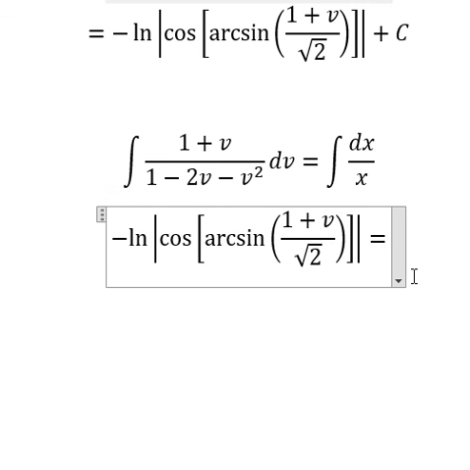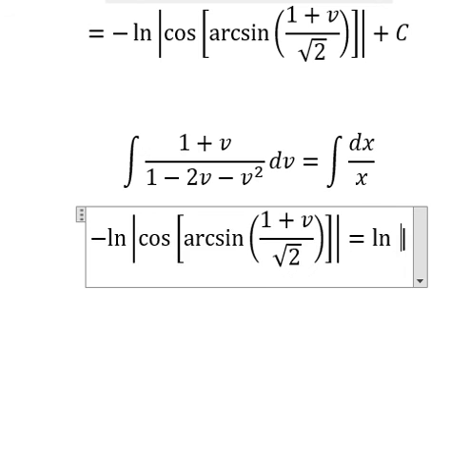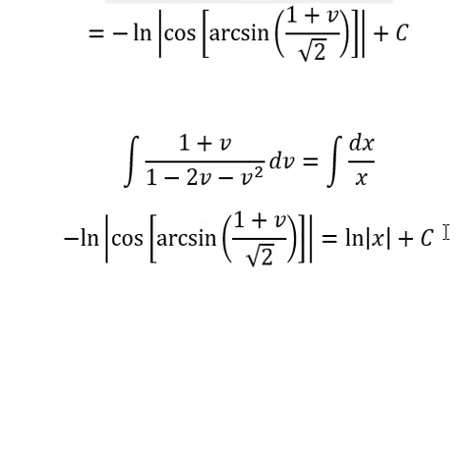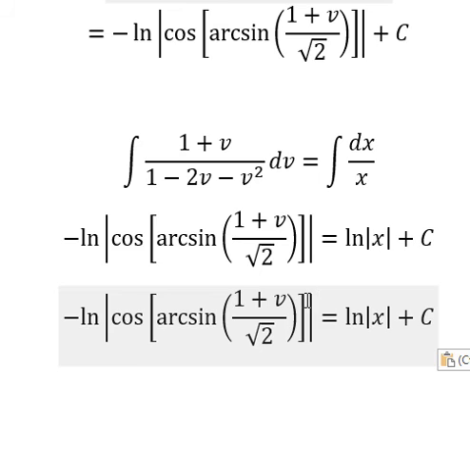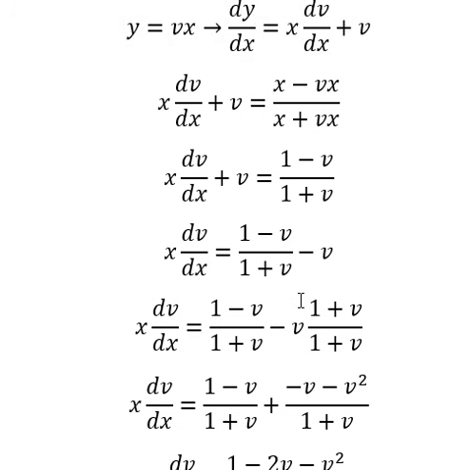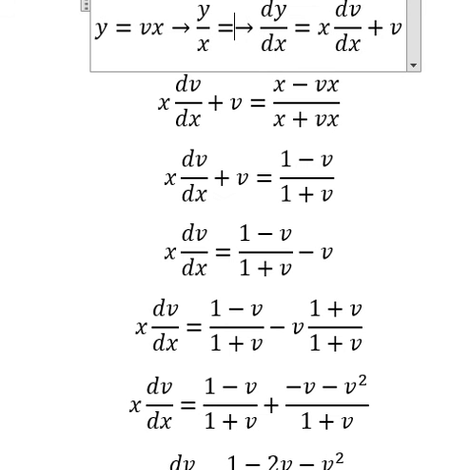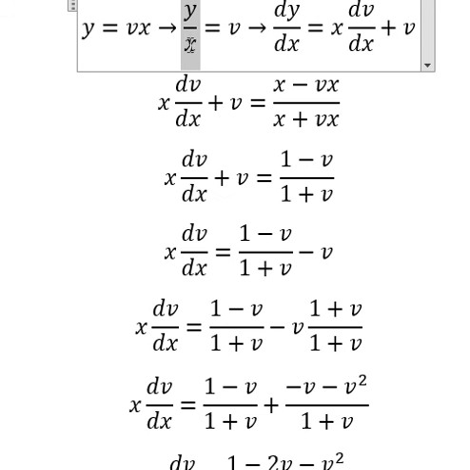This one we have ln of the absolute value of s, and we put c. About v, we need to return back from here. So we divide both sides by s, and we put this one to replace v.